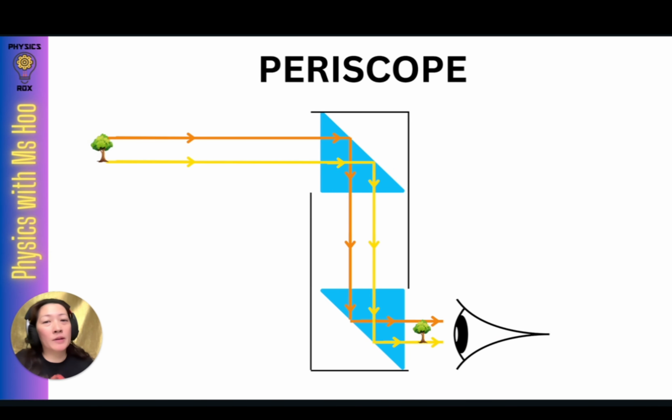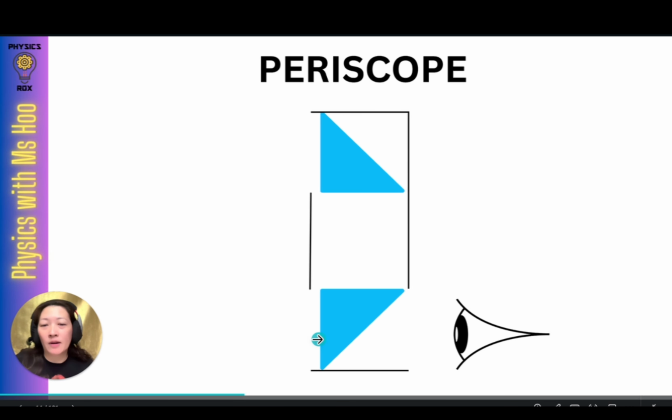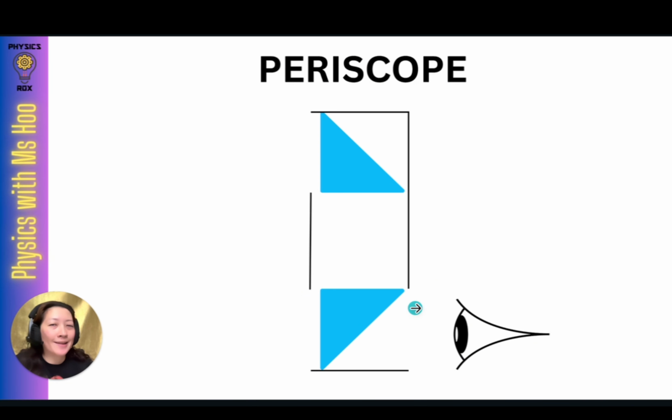Now, is it possible for the prisms to be arranged in a periscope where the image will appear incorrectly? Yes. As you can see, the prisms in this periscope have been arranged differently, where the two angled sides are no longer parallel to each other. I've left the left and right side open because I don't want you to guess where the light ray is going to come from. I'm going to show it to you.